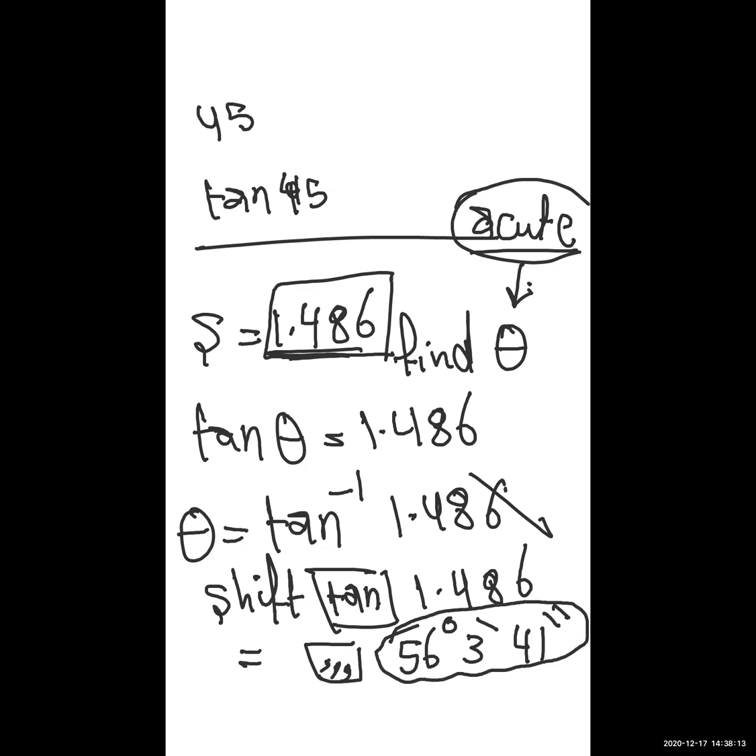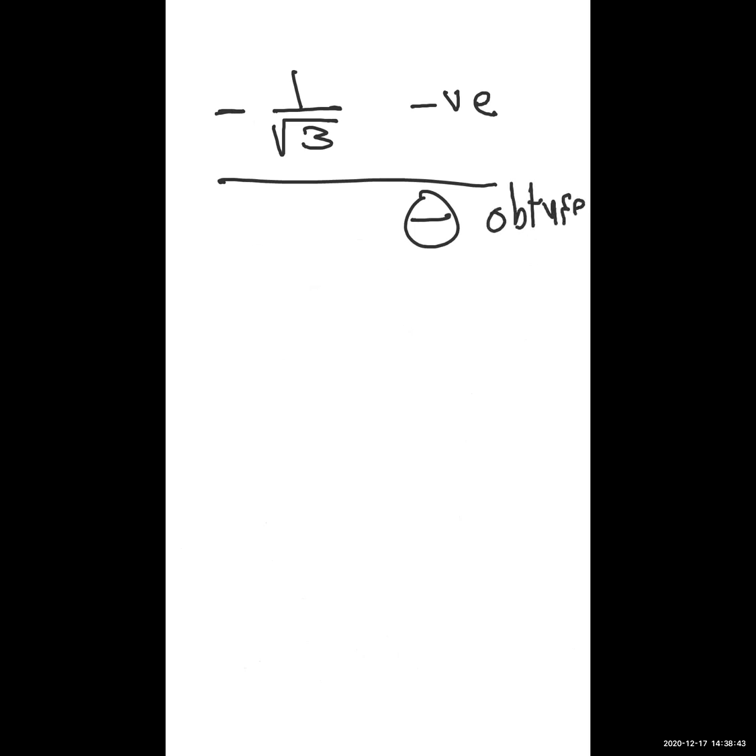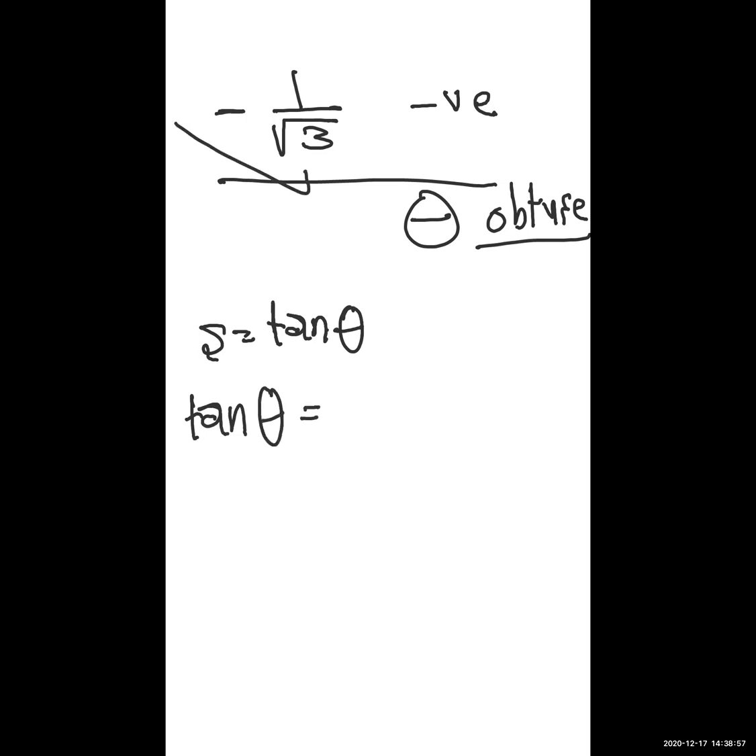Okay, let's solve one more example. Find the measure of the angle if the slope equals -1 over square root of 3. So now, guys, here the slope is negative. So this means theta is obtuse. Let's solve it. Slope equals tan theta. So tan theta equals this value, -1 over square root of 3.